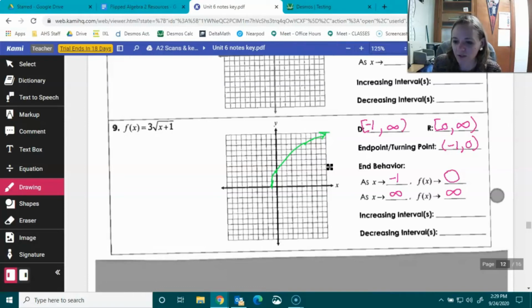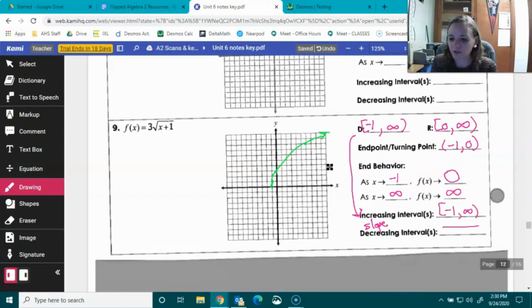All right, now, on this graph, are we increasing or decreasing? And this is, again, slope. What kind of slope do we got? We got definitely a positive slope. So we will not have any decreasing interval. The entire graph is increasing, and all you have to do is steal this from the domain and say it's increasing from -1 to infinity.